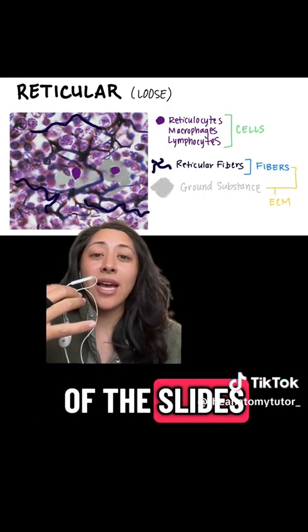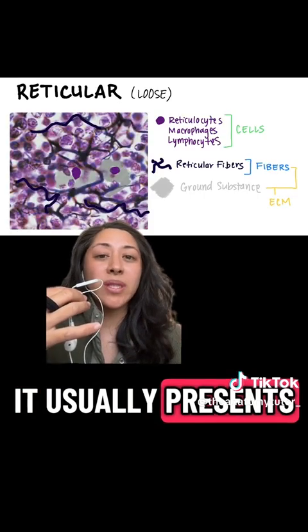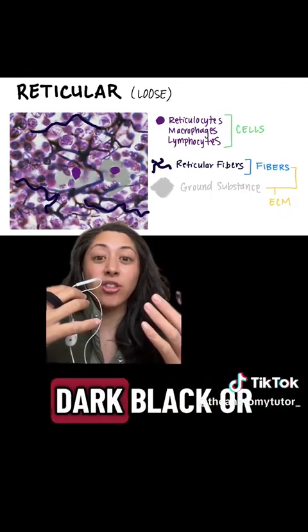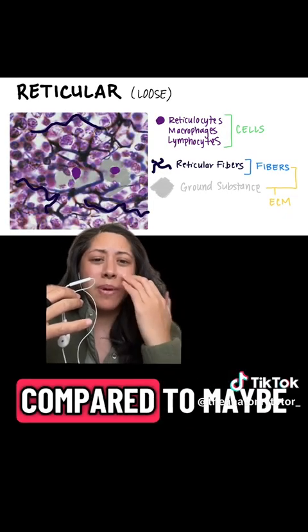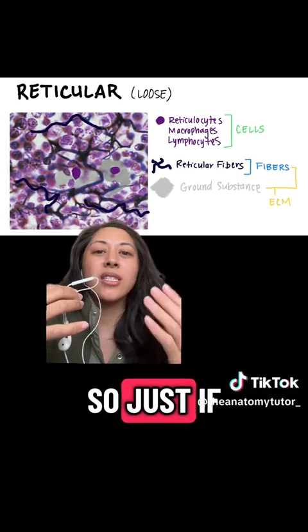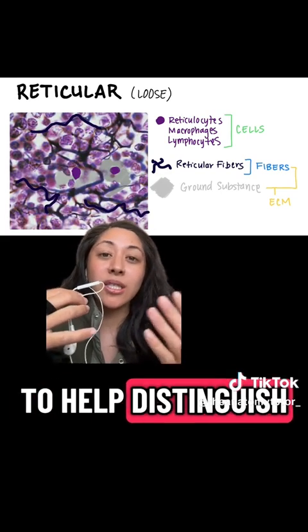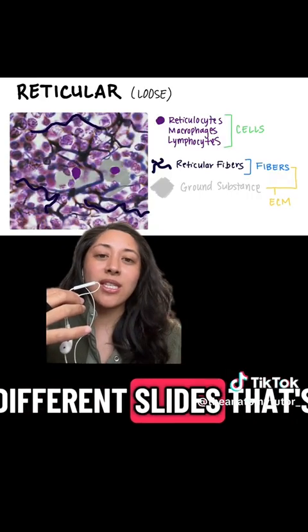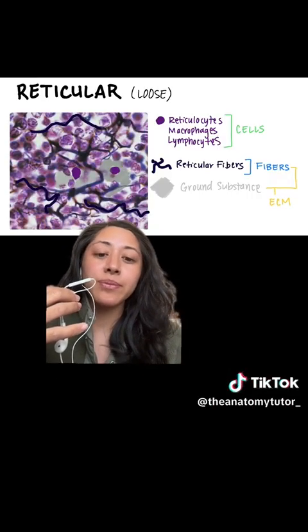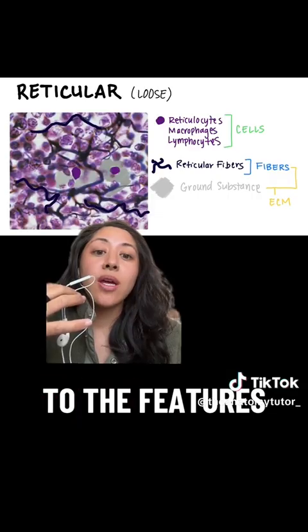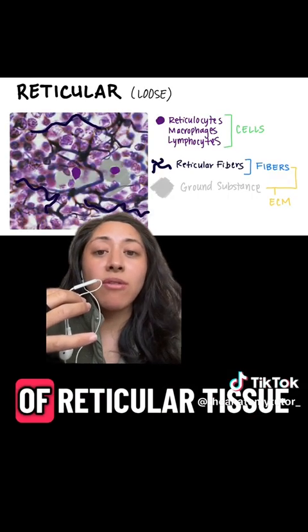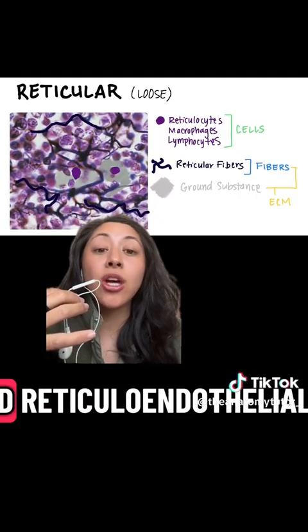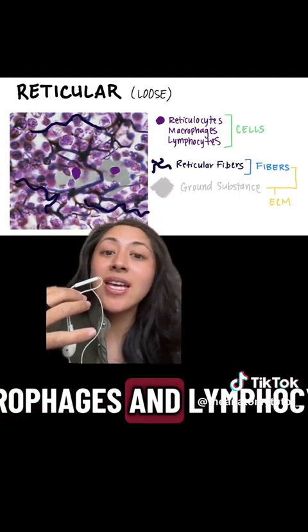Of the slides of connective tissue proper, it usually presents as the darkest and has a lot of dark black or purple compared to maybe the white adipose. So if you had to use context clues to help distinguish between different slides, that's one thing you could rely on.